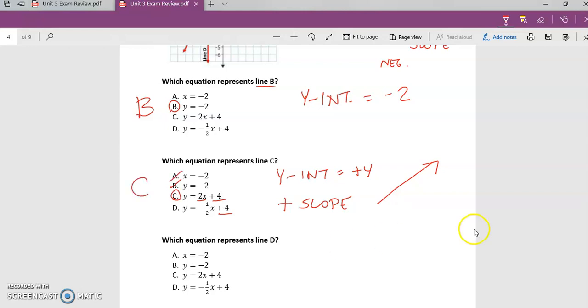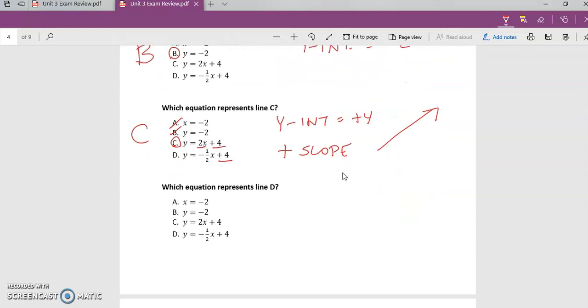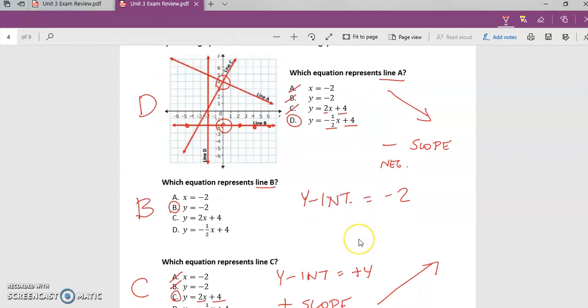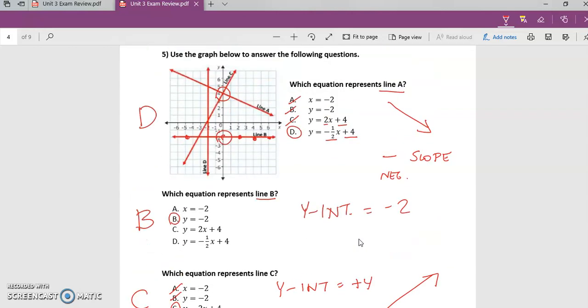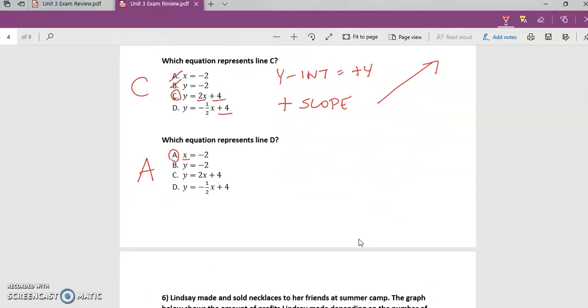So I've had one that was letter D, one that was letter B, one that was letter C. So the only possible answer that's left over for line D would be letter A. X is equal to -2. And again, you can double check it. Does the line cross x at -2? Yes, it does right there, and it never crosses the y-axis, so it's only going to have the x value there.